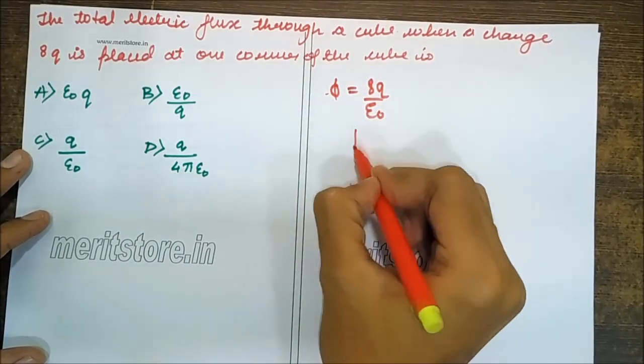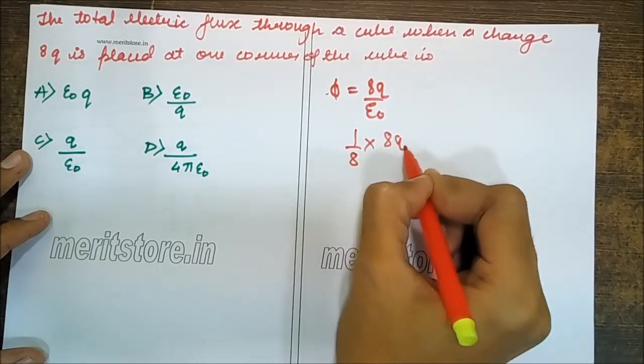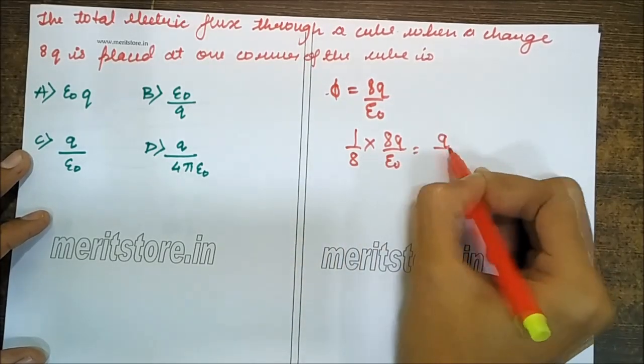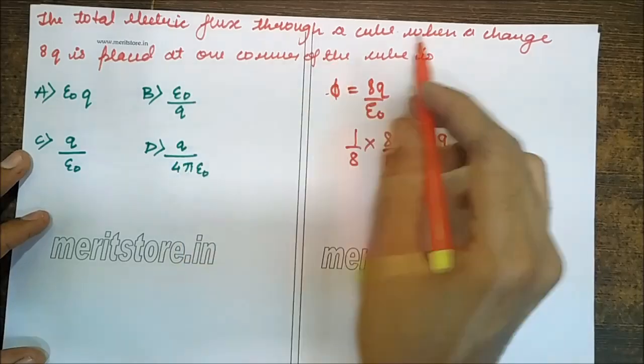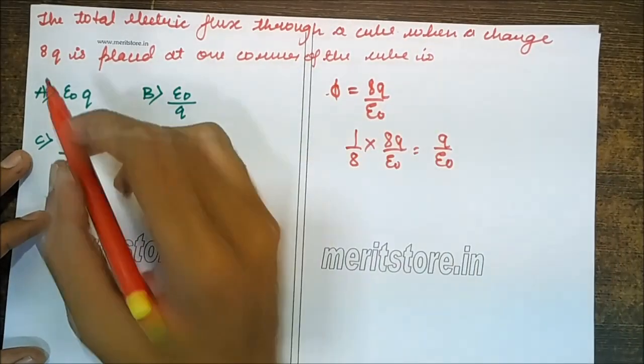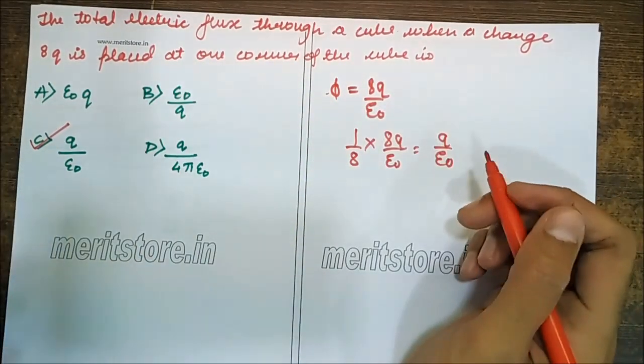But for the smaller cube, it will be 1 upon 8 times the 8q upon epsilon naught. That will be nothing but q upon epsilon naught. So the total electric flux will be q upon epsilon naught.